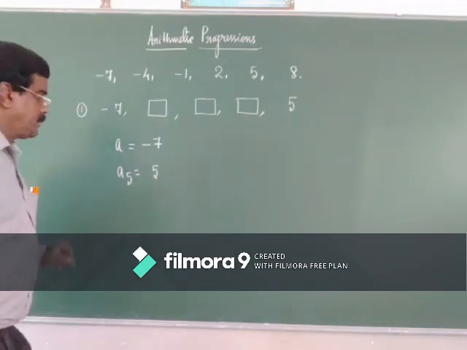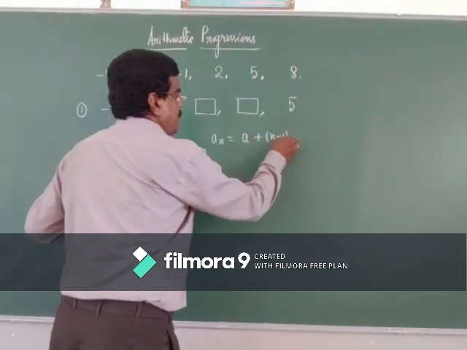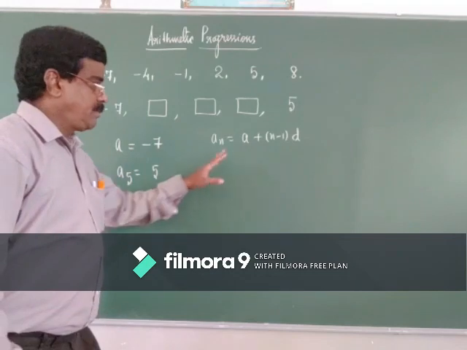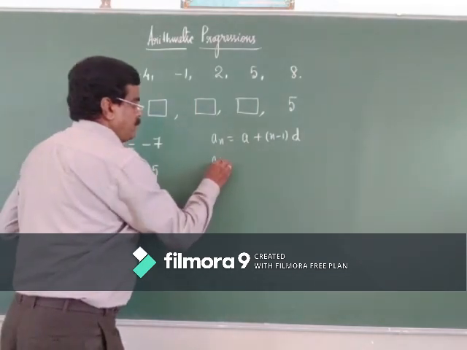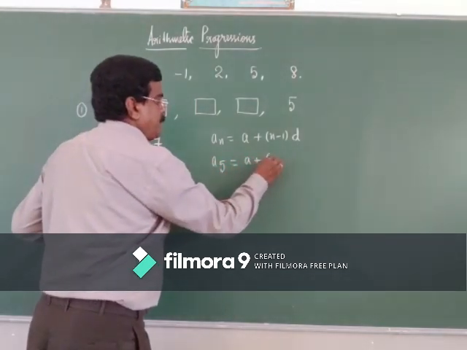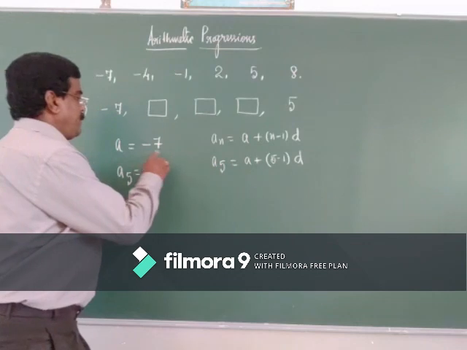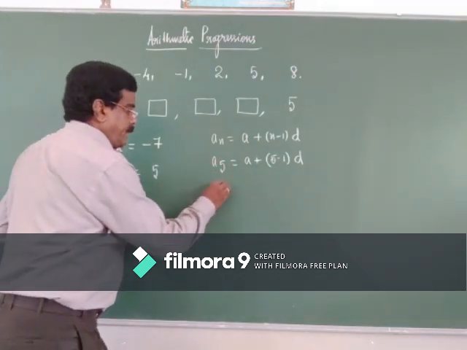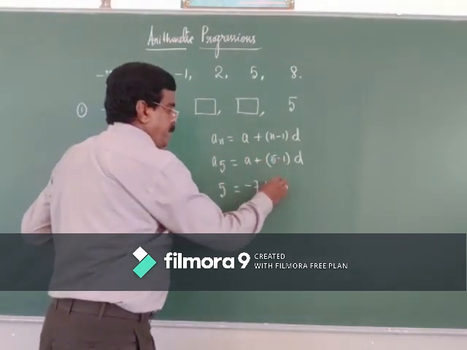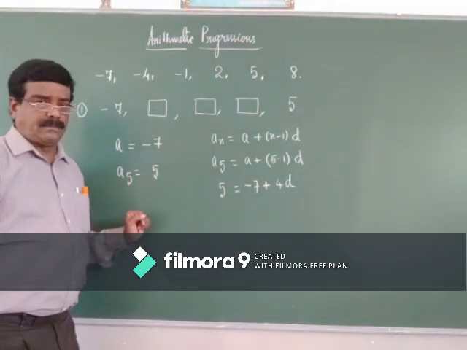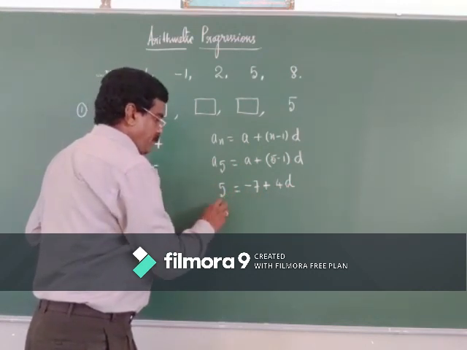Let me solve this. So the first formula is what? a n is equal to a plus n minus 1 into d. This type of formula was tested in the previous class. So in the place of n, if you substitute 5, a5 is equal to a plus 5 minus 1 into d. a5 is given already here, a5 is equal to 5. So you can write 5 equals a, and a here is minus 7, plus 5 minus 1 means 4. 4 times the difference minus 7 is equal to 5.